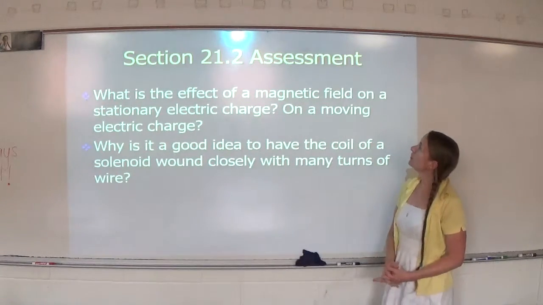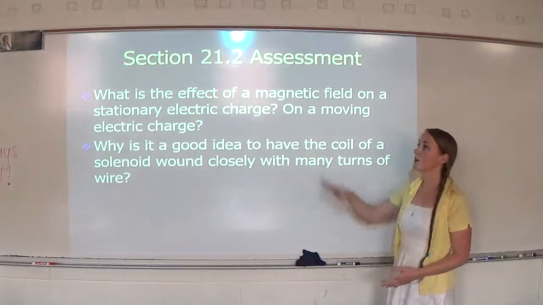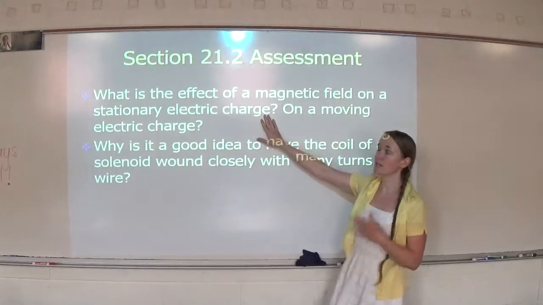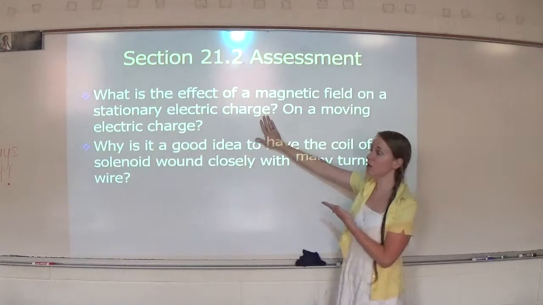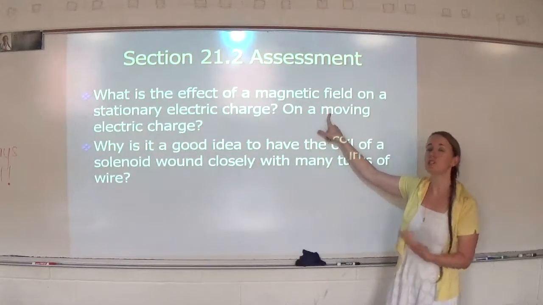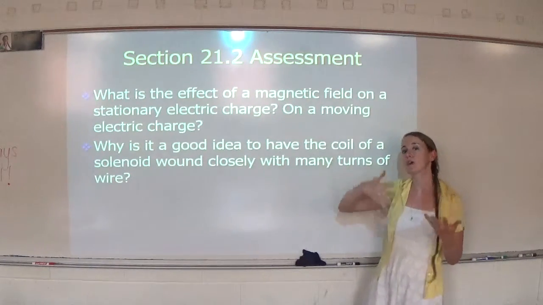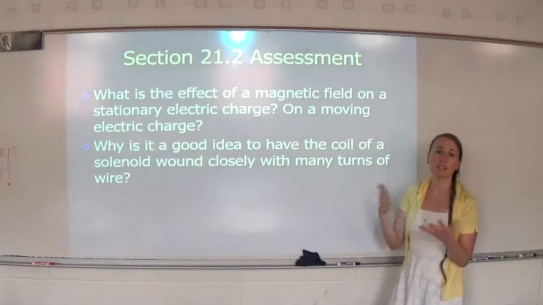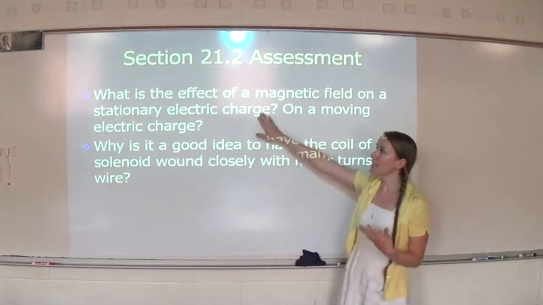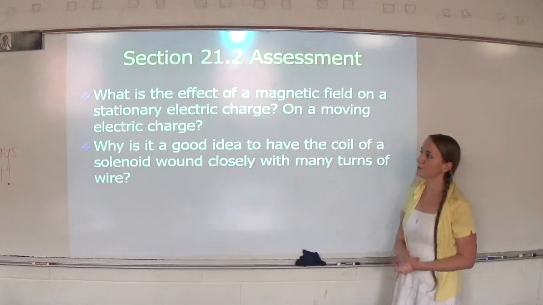What is the effect of a magnetic field on a stationary electric charge or on a moving electric charge? Well, on both of them. On the stationary charge, it can cause the charge to actually start moving. On the moving electric charge, it can cause a change in the motion. It just depends on what charge it has and what magnetic field it's coming into. So it can cause a stationary charge to move, and it can change the motion of a moving charge.